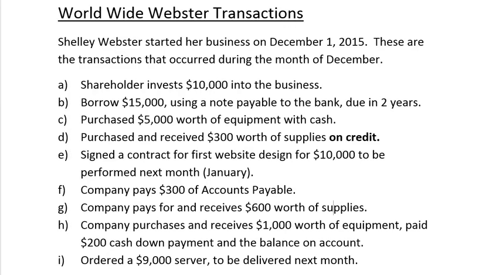You see here we've got Shelley Webster. She started a web design business on December the 1st, 2015. And we've given you some transactions that happened during the month of December in Shelley's business. You can see here in A, she had a shareholder invest in her business. She also borrowed some money from the bank. We can see to run her business, she bought some equipment in C, and in D, she purchased and received some supplies on credit. So we're going to have to deal with the credit aspect of it.